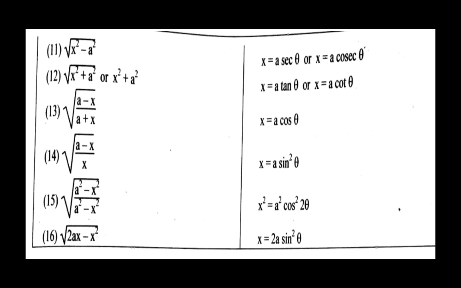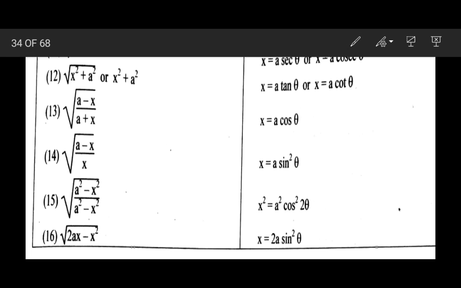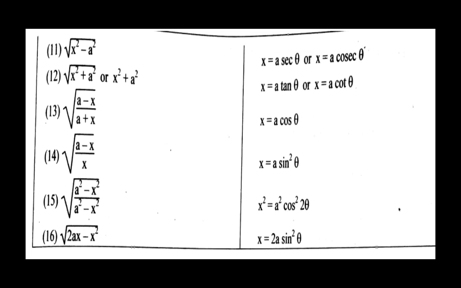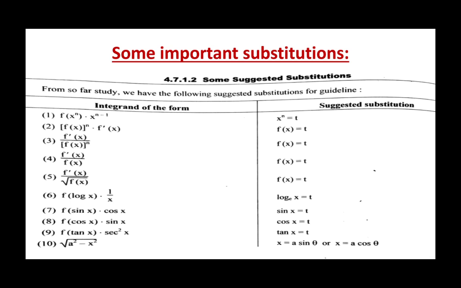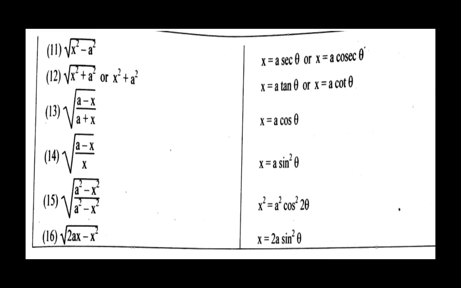Then next is if it is root of x square minus a square. Here, the 10th was root of a square minus x square, where we substitute x as a sin theta or a cos theta. Now the 11th is root of x square minus a square. If it is x square minus a square, then we substitute x as a sec theta or a cosec theta.